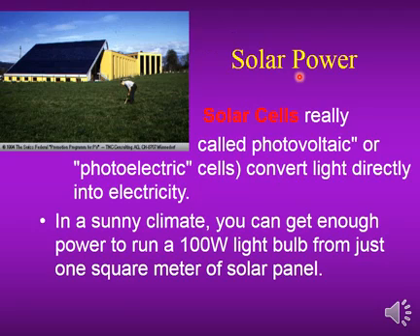Now in today's lecture we are going to discuss solar power. Solar cells are called photovoltaic or photoelectric cells, which convert light directly into electricity. In a sunny climate you can get enough power to run a 100-watt light bulb from just 1 square meter of solar panel. So basically, solar power is the one in which we generate electricity through sunlight, and these solar cells convert the light directly into electricity.